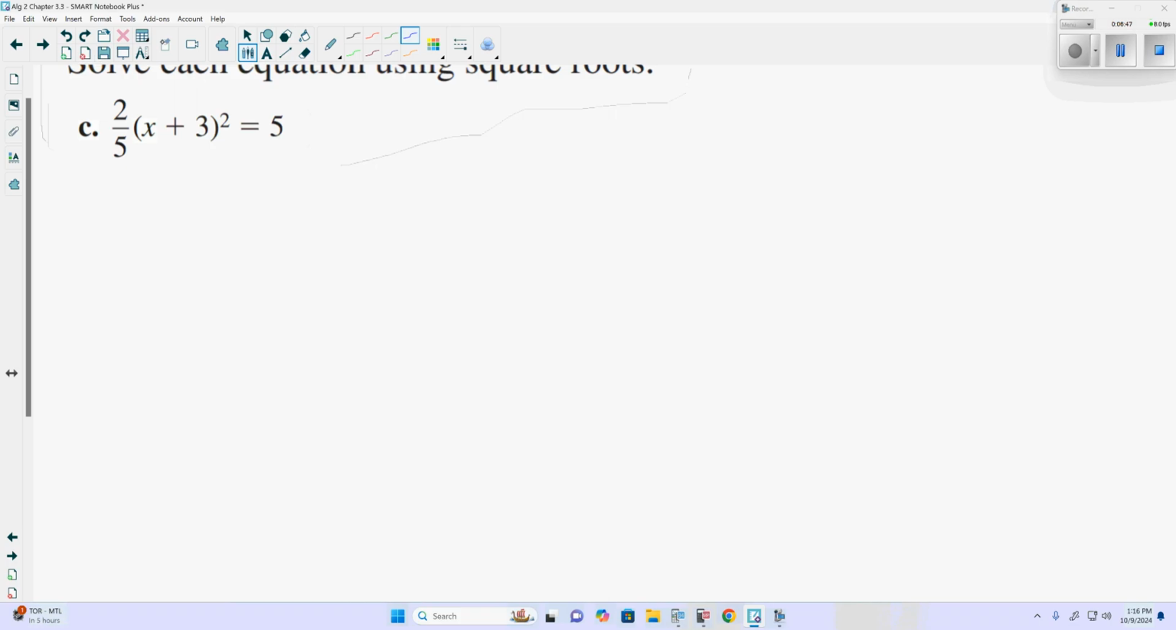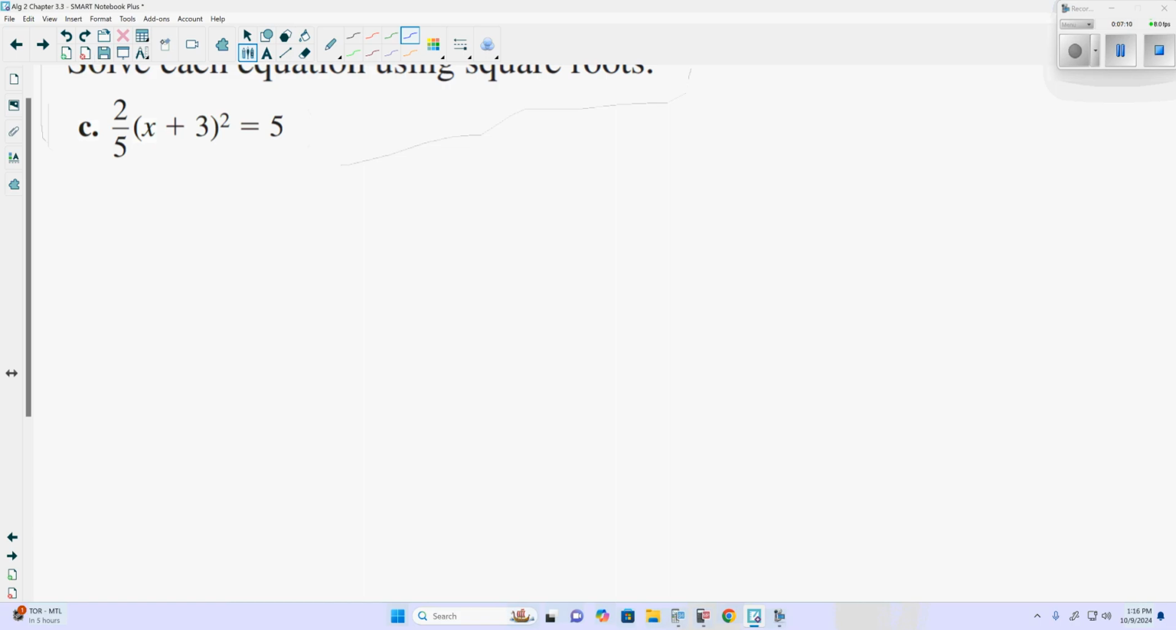Get the squared term by itself. Well, what's the term being squared? X plus 3. That term is being squared. Steps still work. Steps still function just as they did. But instead of just getting x squared by itself, we want to get what? X plus 3. That whole quantity being squared by itself.